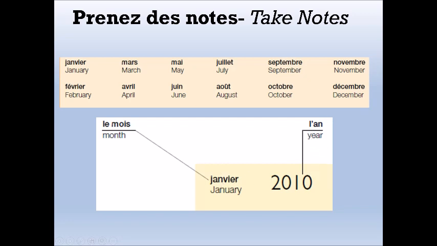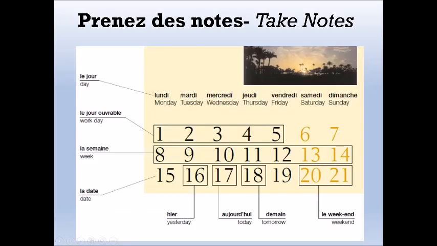Voici le jour, the day, lundi, mardi, mercredi, jeudi, vendredi, samedi et dimanche. Le jour ouvrable, the workday, la semaine, the week, la date, the date, hier, yesterday, aujourd'hui, today, demain, tomorrow, et le weekend, the weekend.